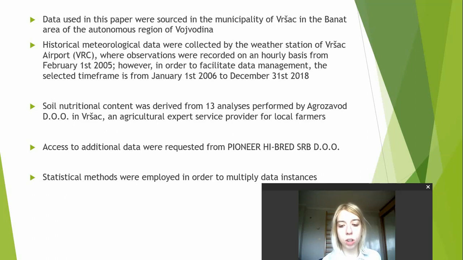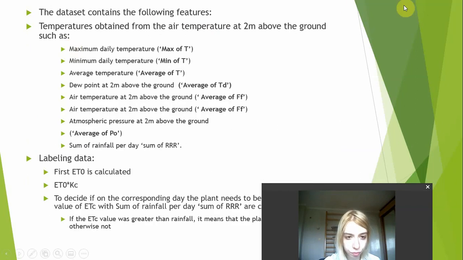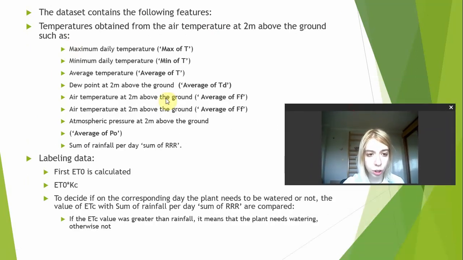So I already talked about the 13 years of everyday calculating period, and it is important to say that soil nutritional content was derived also from 13 analyses performed by AgroZavod in Vršac, an agricultural expert provided for local farmers. And we have also asked for the data from Pioneer. Statistical methods were employed in order to multiply data instances. The data set contains the following features.